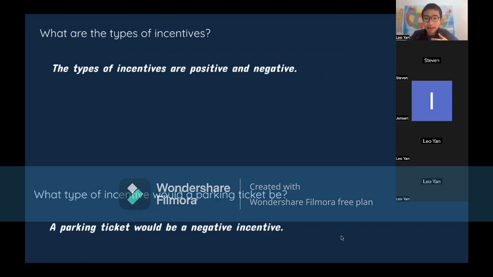An incentive is basically anything that's used to convince someone to behave in a certain way. So they're either positive or negative incentives. Positive incentives are basically if you do something, then something good is going to happen to you. But a negative incentive would be if you did something, then something bad would happen to you. So a parking ticket would be a negative incentive because it's saying that if you park illegally, then something, aka a fine, is going to happen to you.